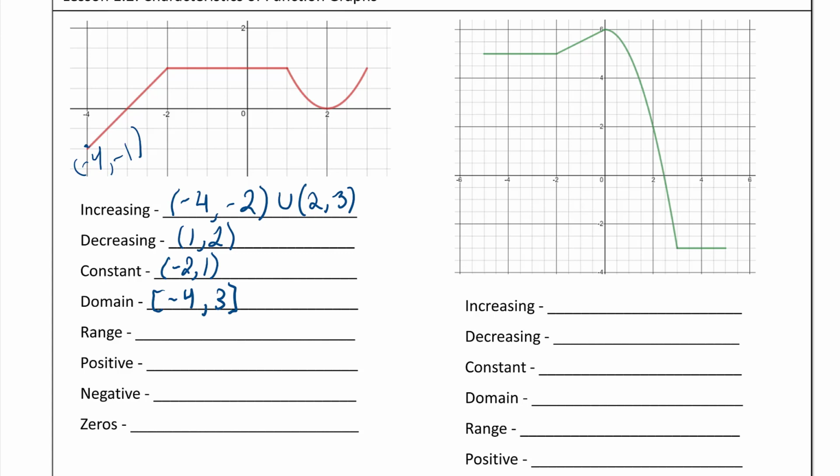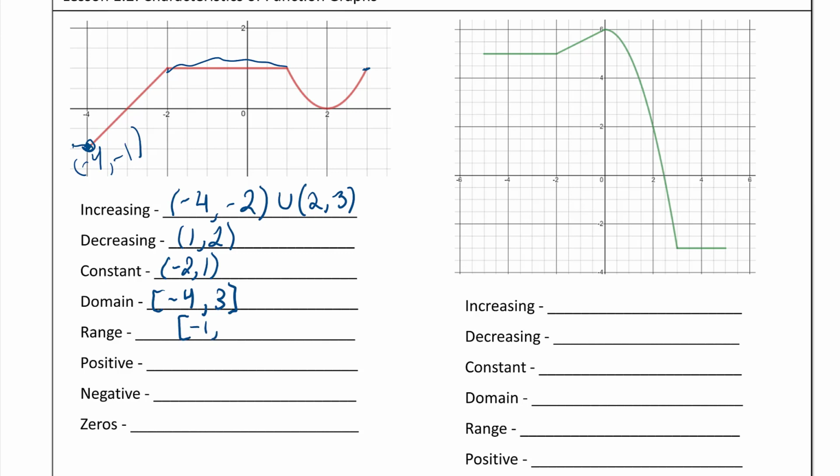Our range is our y values. So our bottommost y value happens right here at this -1. And then our topmost y value is happening up here, both this constant area and this point over here, which are at 1. So the whole of this graph happens between the y values of -1 and +1.